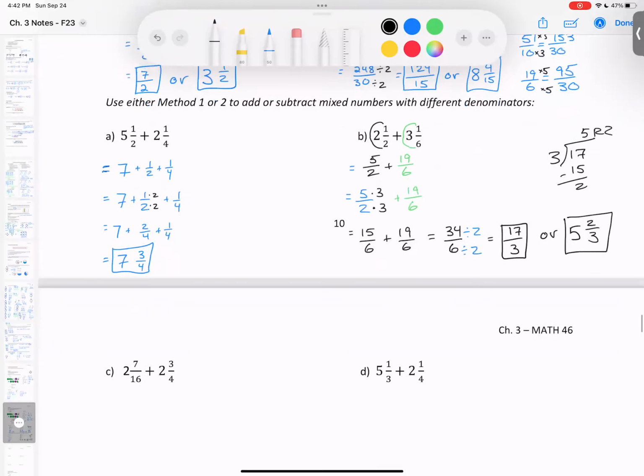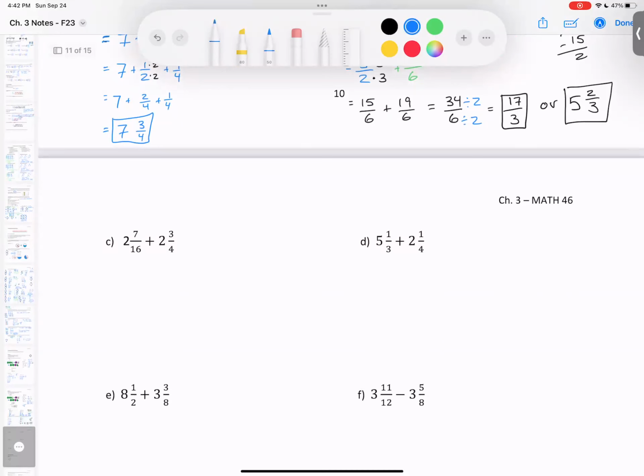All right, next one. Let's do method 1. So whole numbers, 2 plus 2 gives us 4. And then we're going to have plus 7/16 plus 3/4. So we need an LCD here for 4 and 16. Since 16 is a multiple of 4, I can use 16 as my LCD. So that means I'm going to be multiplying the second fraction by 4/4. In other words, I'm multiplying the numerator and denominator by 4.